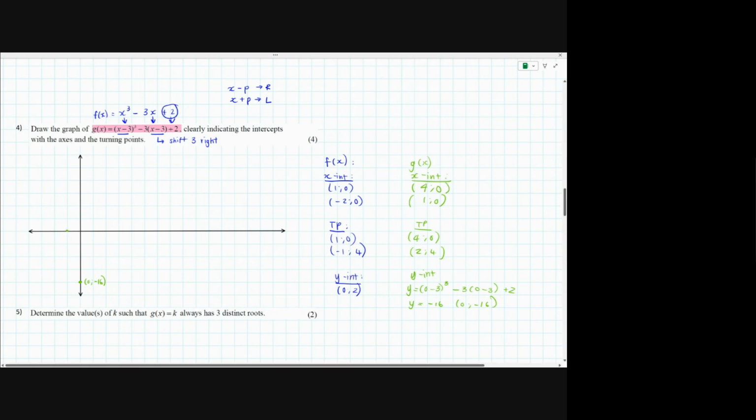So we then have our x-intercepts at (1, 0) as well as, English today, as well as at (4, 0). We have our turning points obviously at (4, 0), but also at (2, 4). So that's terrible.